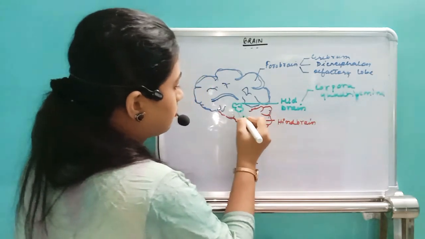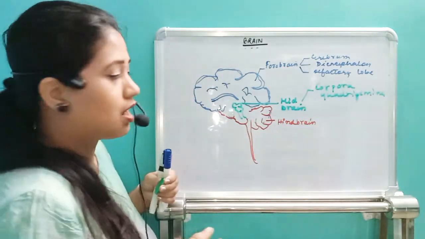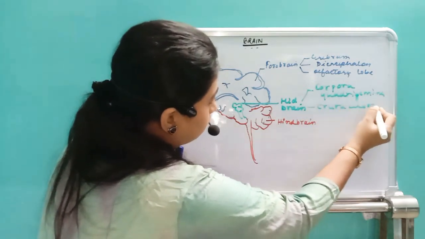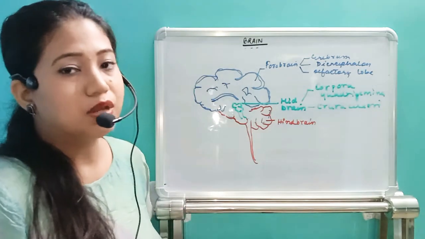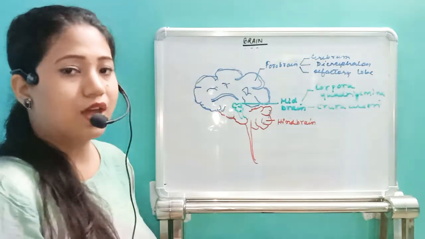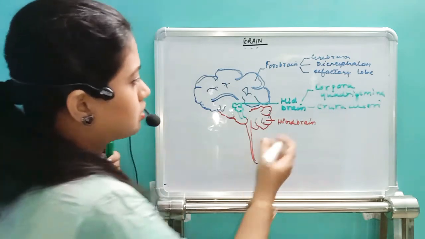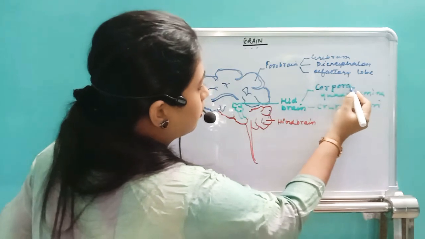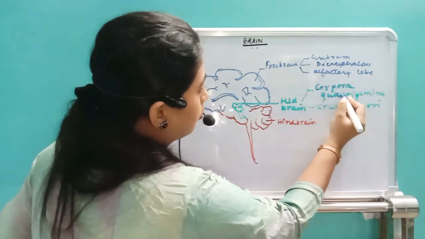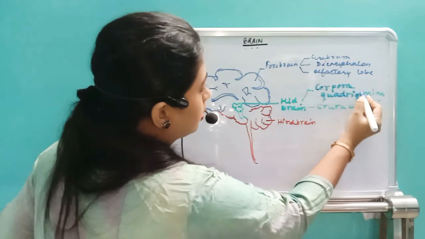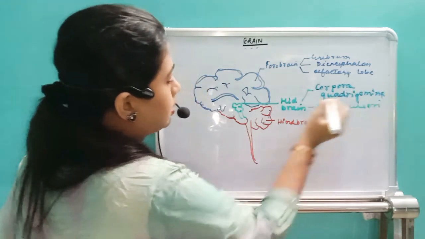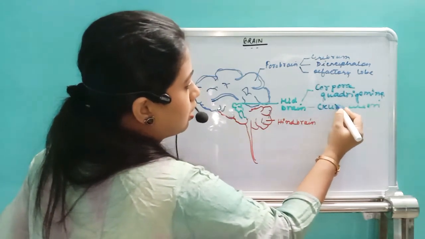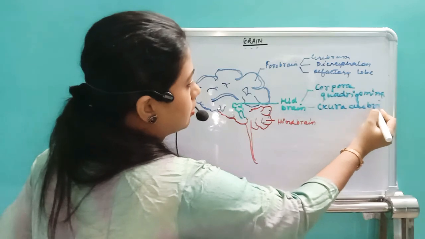Next one, from here some tracts are arising. They are called as crura cerebri. Okay, so in this midbrain, though it is the smallest part, it's going to have some parts in it. What are they? Let me draw here. This will be called as corpora quadrigemina. Okay, next one, here some tracts are arising. That will be called as crura cerebri, right?